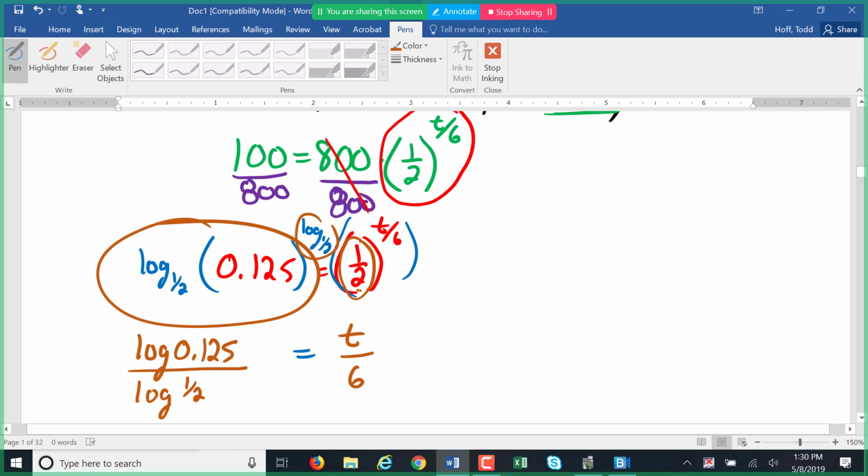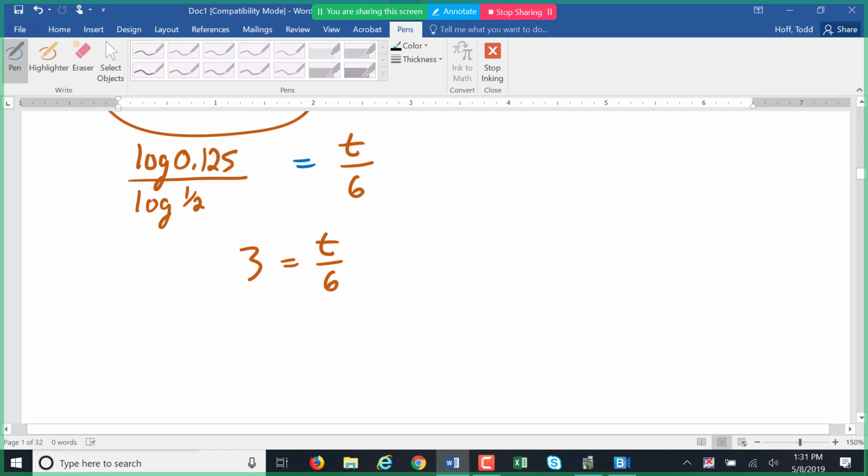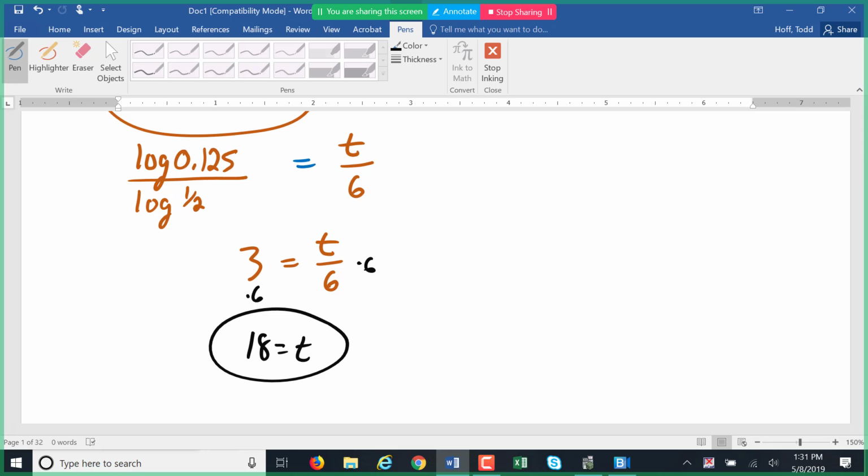Giving us 3. 3 equals t over 6. Now what do we have to do? Times 6. T equals 18. It'll take 18 years for that to decay down to just 100 kilograms of material.